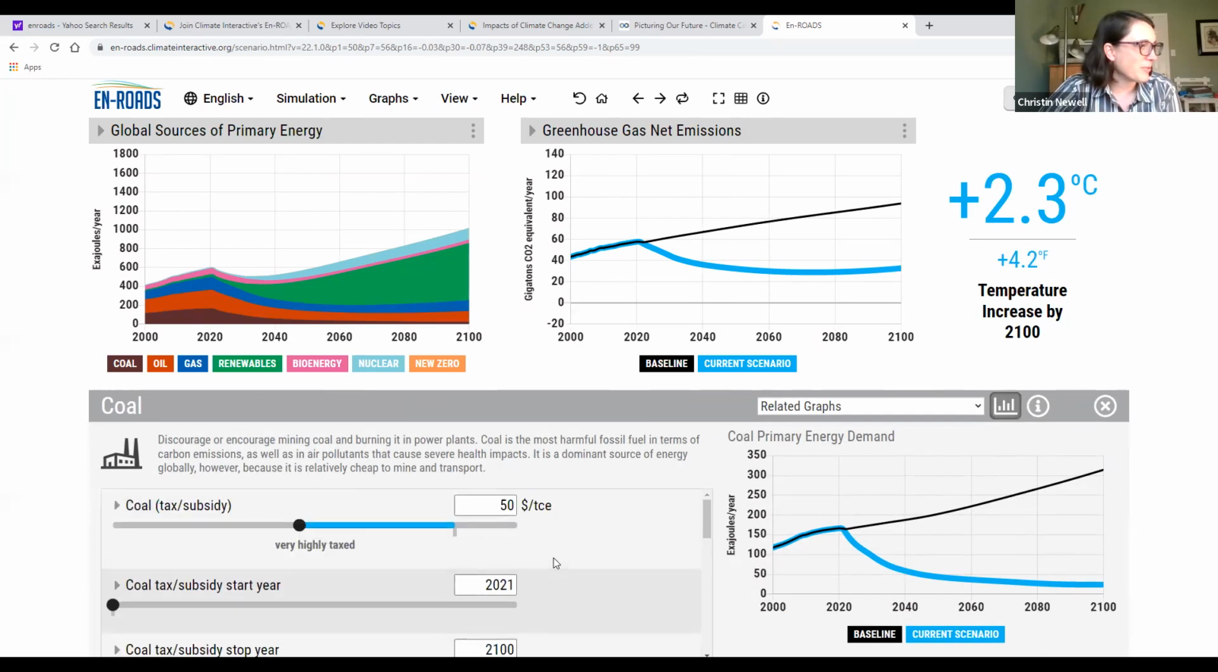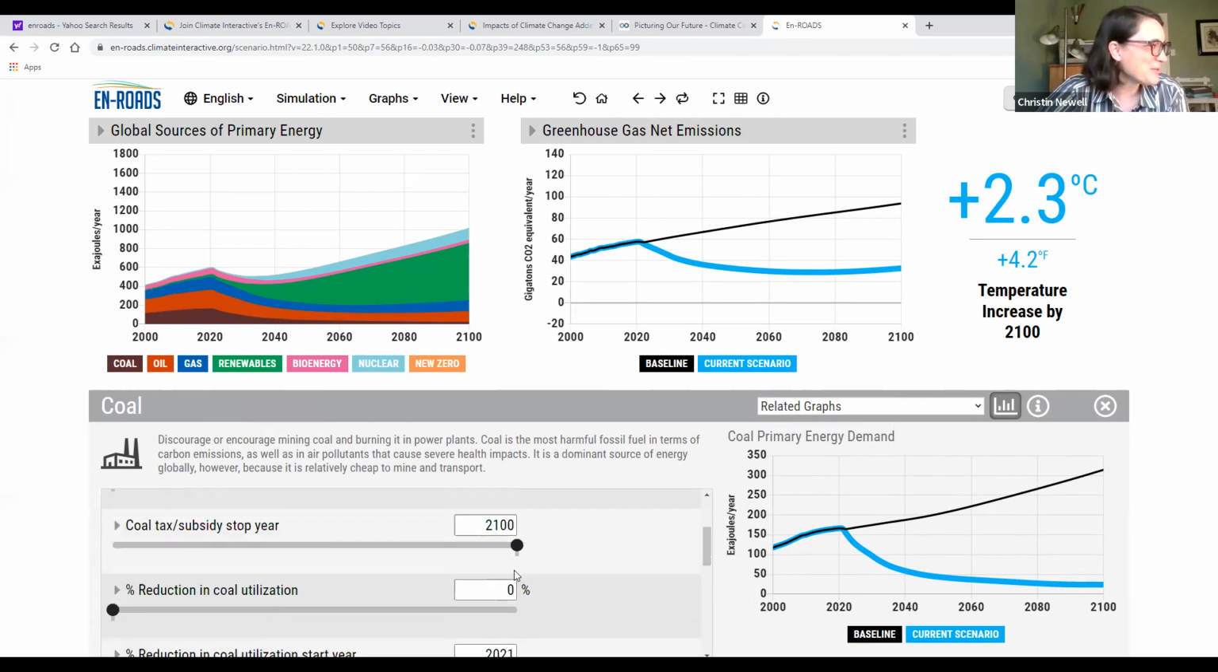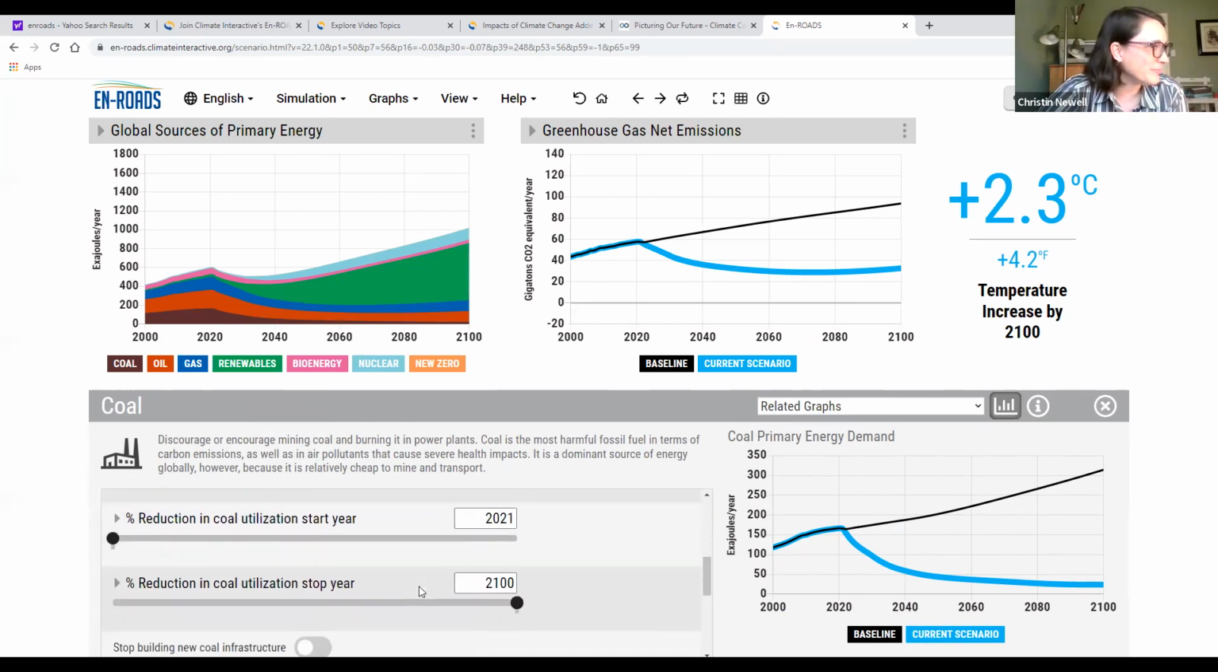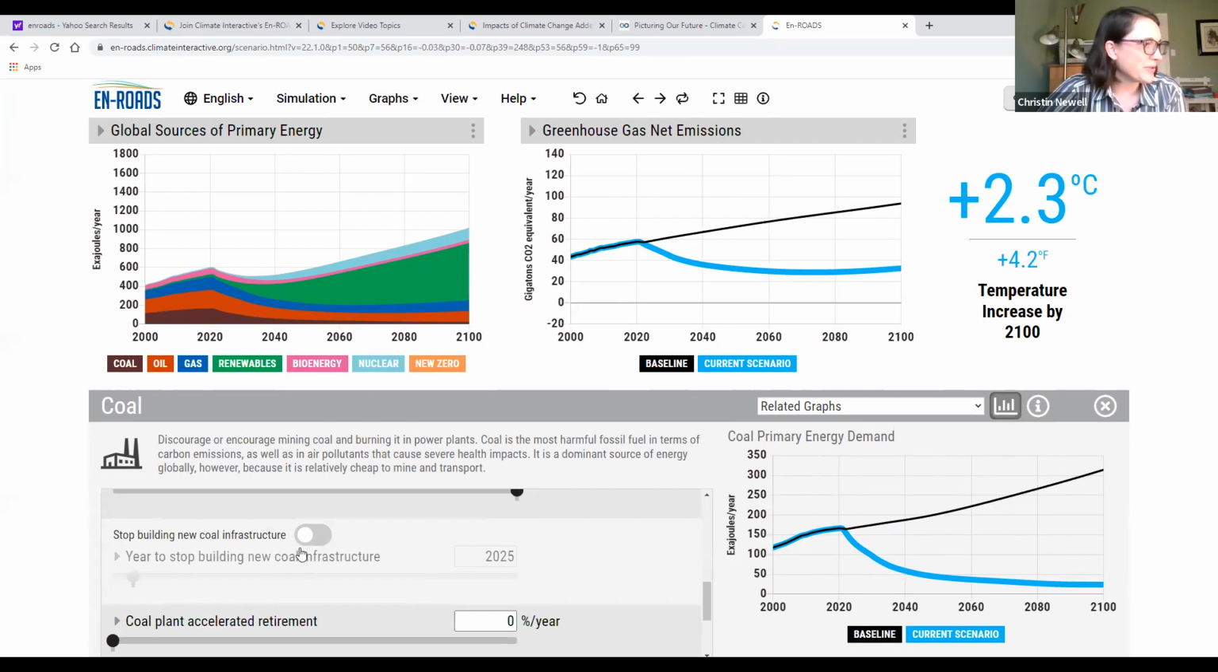You guys didn't have any other plans today, so you can just play with En-ROADS the rest of the day. Under here it has stop building new coal infrastructure. That's something that's also been discussed to be legislated, so we can do that as well. And that changes the coal even more.